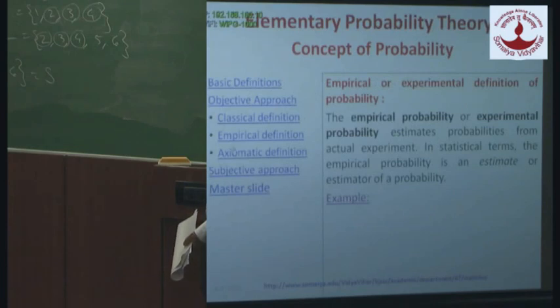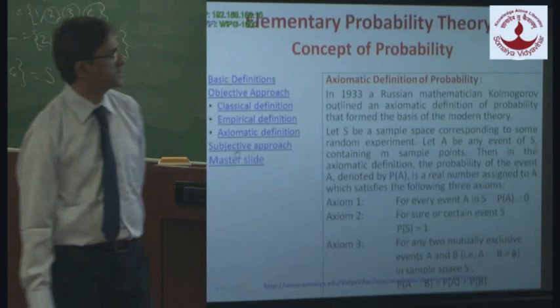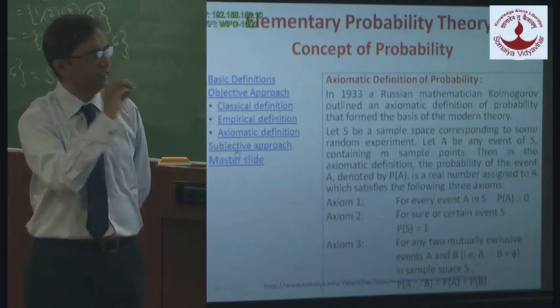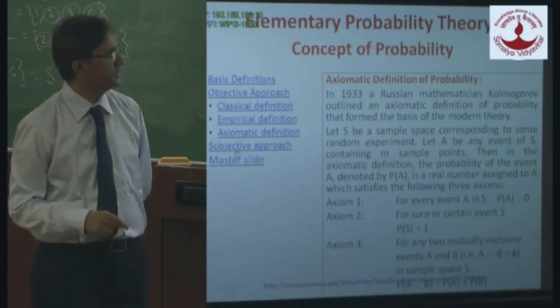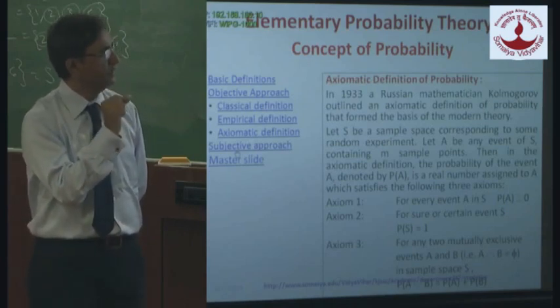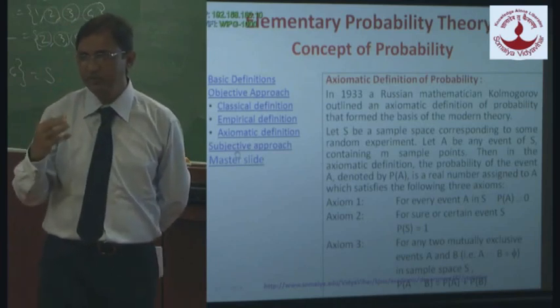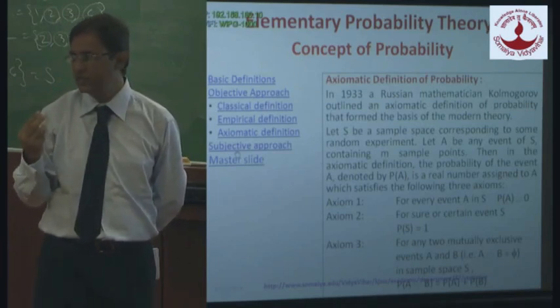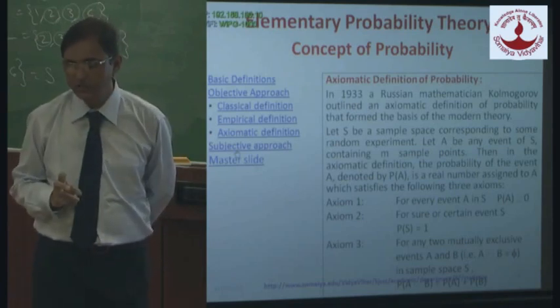Now consider the axiomatic definition of probability. It is based on a set of axioms. Suppose any event is defined on the sample space S. The first axiom is that for every event E in S, whether it is a simple event or a composite event, the probability value is always greater than or equal to 0.